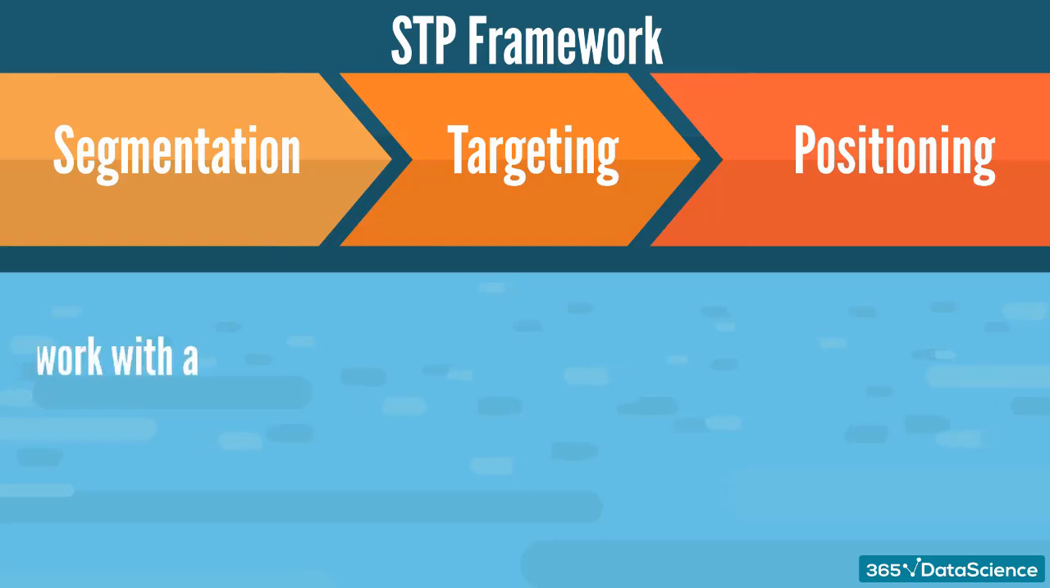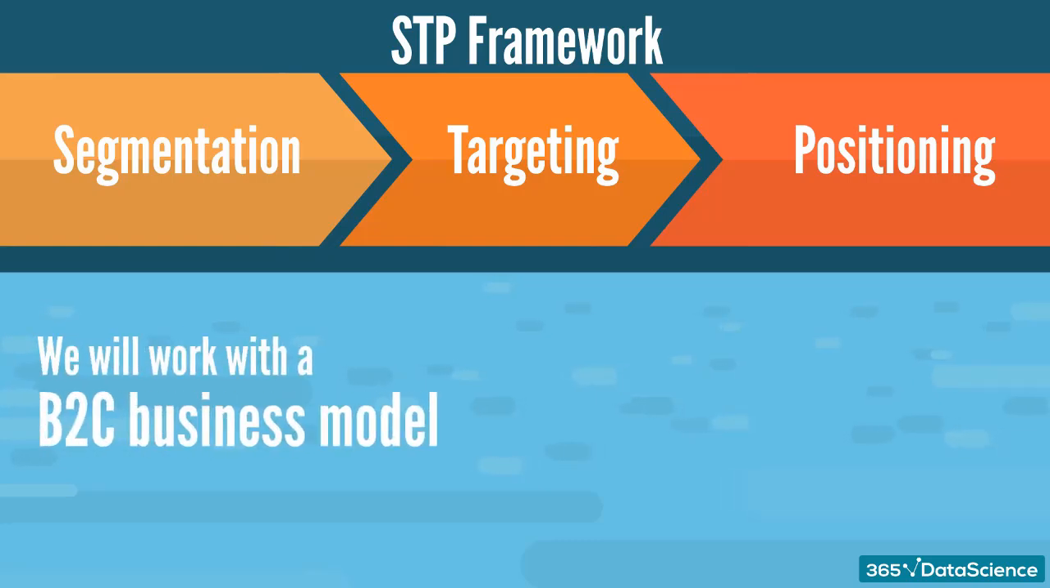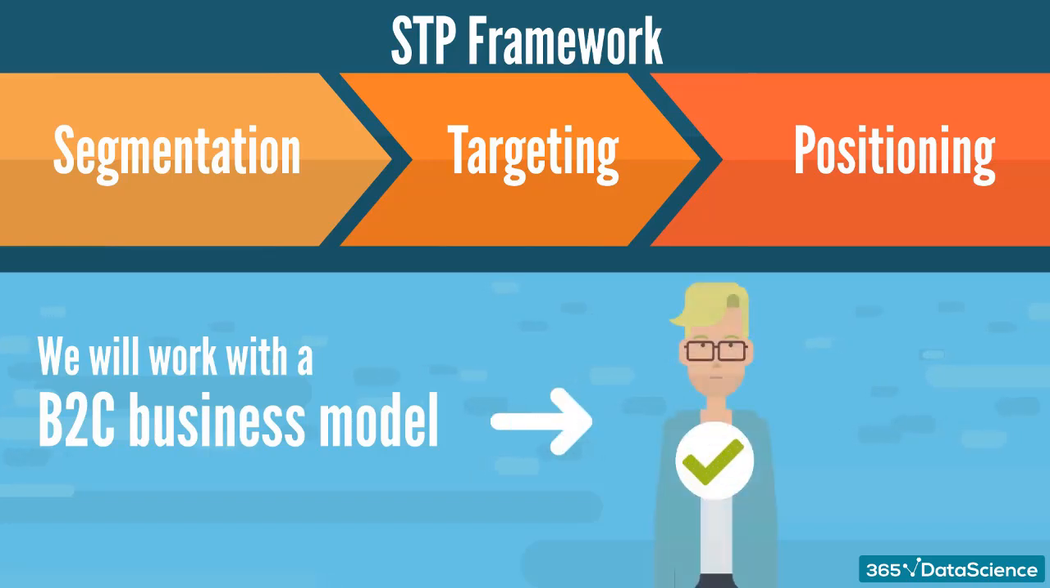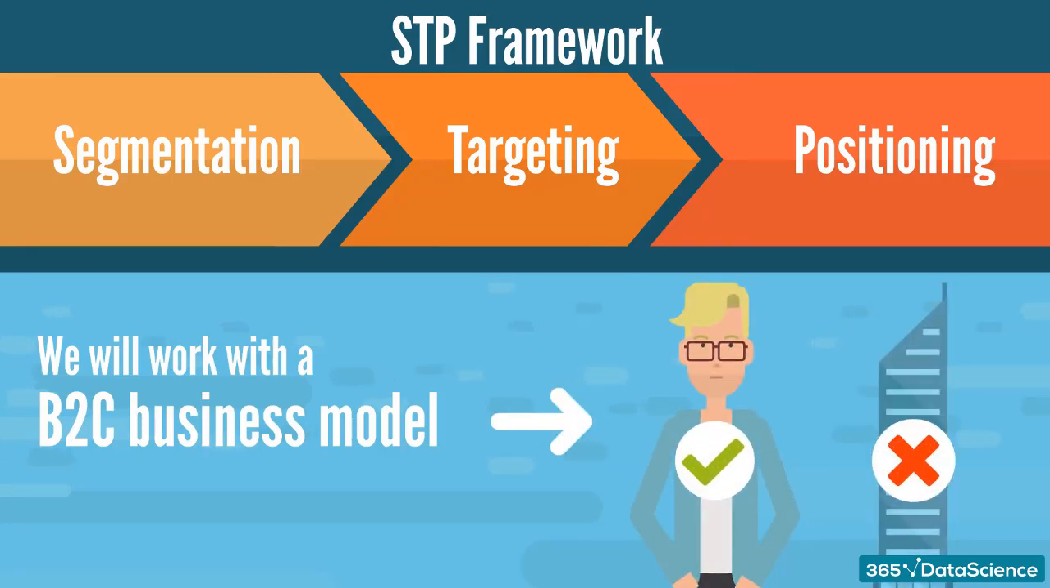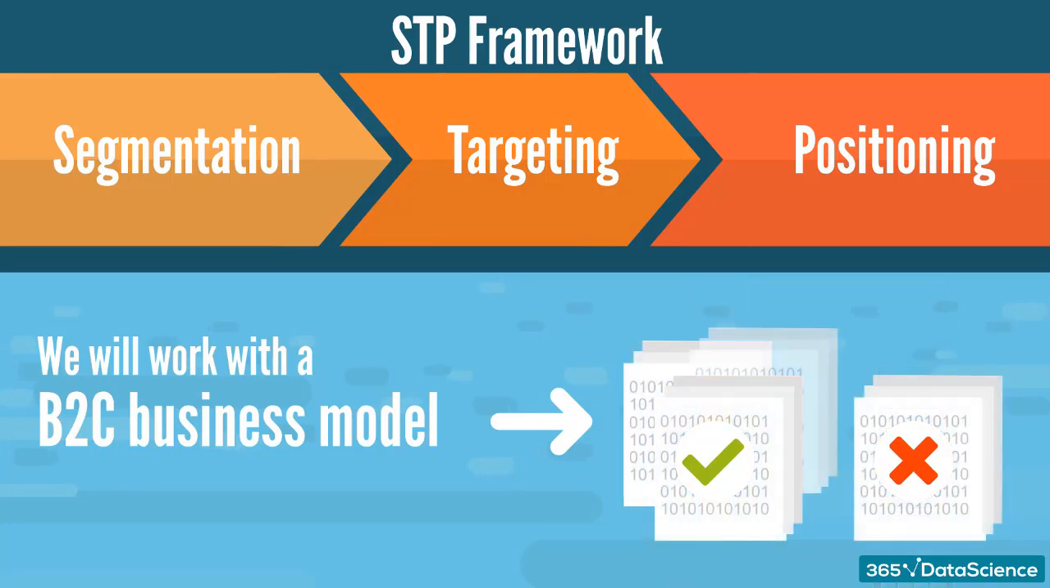The datasets that we'll work with come from a B2C business model. This means that the clients of our business are individual people rather than firms or institutions. And that's much better from a data science point of view, as we usually have more data points.